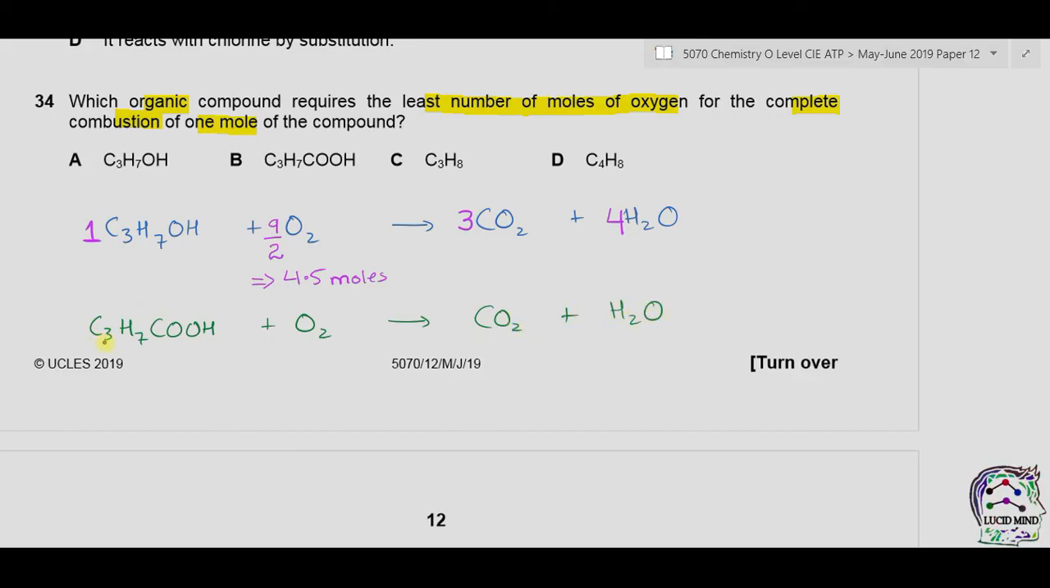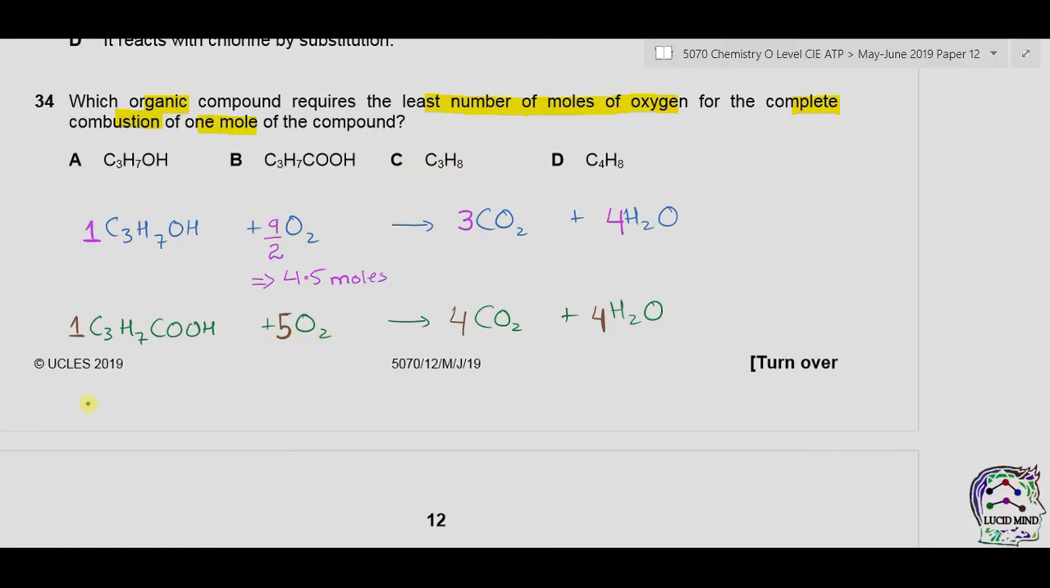First, balancing the number of carbon atoms, we have 4 carbon atoms present, so we can write 4 with CO2. Similarly, we have 8 hydrogen atoms present in the reactant, so we can write 4 with H2O to make it 8. The oxygen atoms on the product side is 8 plus 4, 12. As we have 2 on the reactant, we would need 10 from oxygen. So we can write 5 with O2 to make it 10 oxygen atoms, so in total it will be 12. So we can see that for 1 mole of this compound, we would need 5 moles of oxygen.